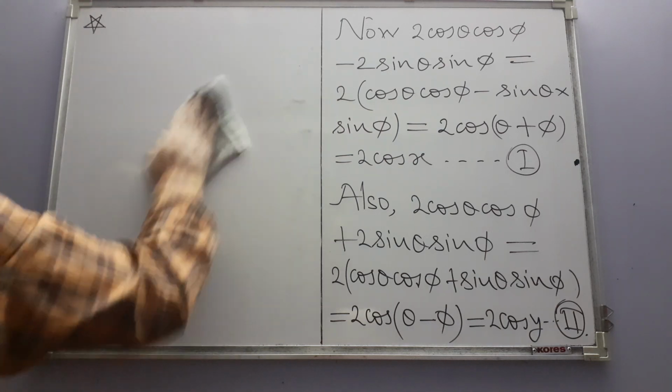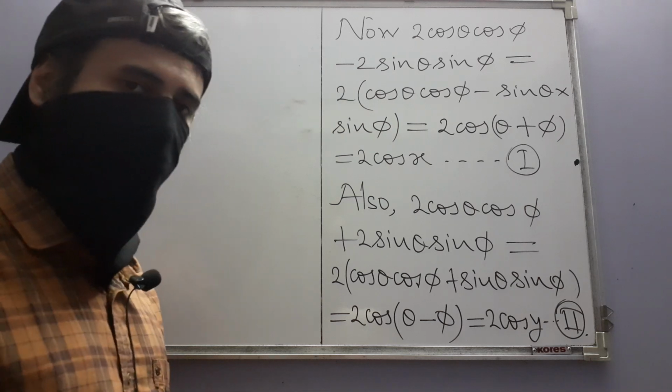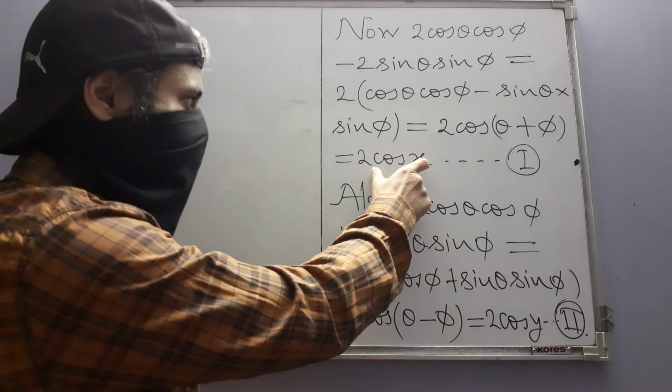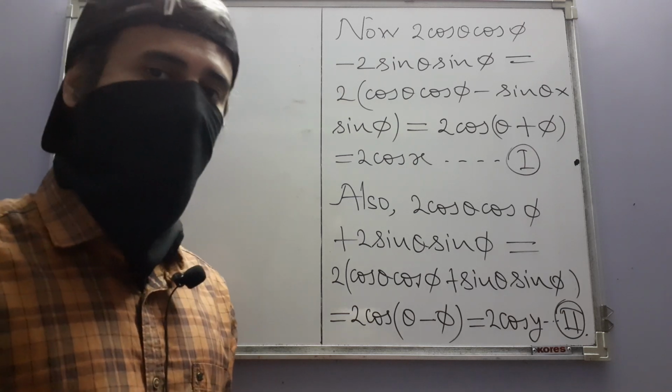Alright, so now what shall we do? How shall we use 1 and 2? It's simple, no? Because we have already got cos x and cos y. So why not add 1 and 2 and see what we get?